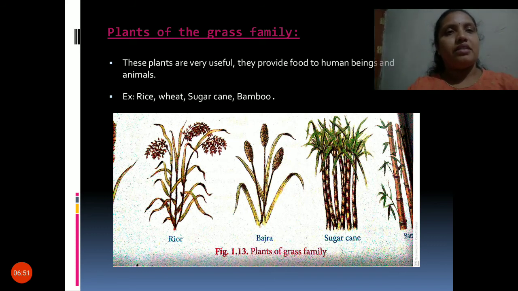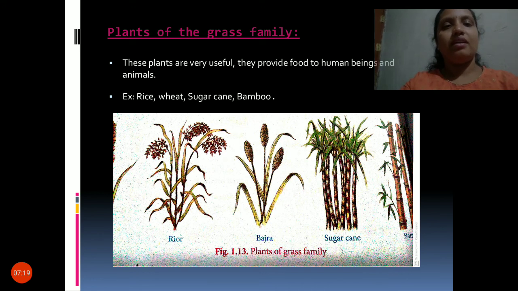Examples: rice, wheat, sugarcane, bamboo. We get rice flour, rice grain, and wheat grains from these grass family plants. Bamboo you can use for making baskets, and sugarcane for sugar. All these grass family plants provide food to humans, and they are very useful.